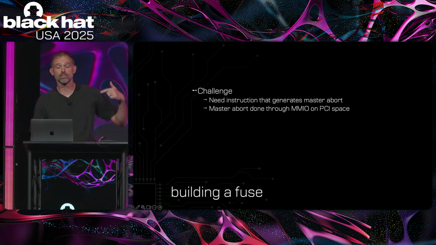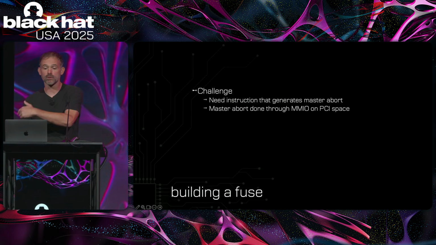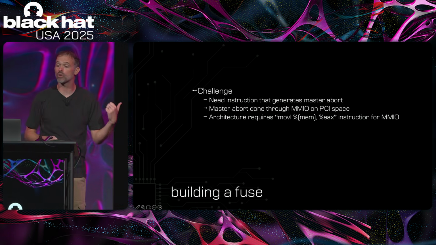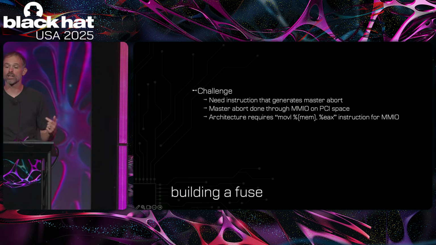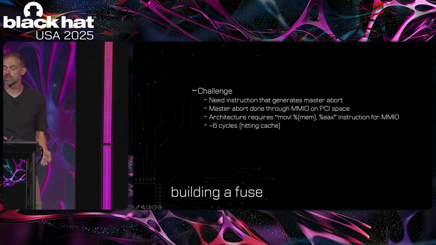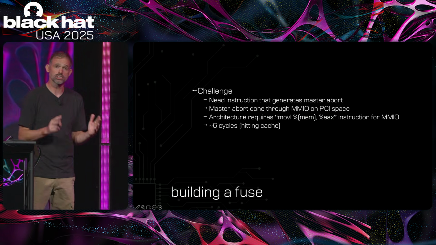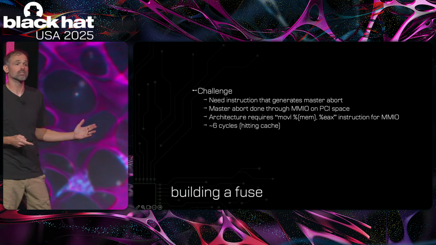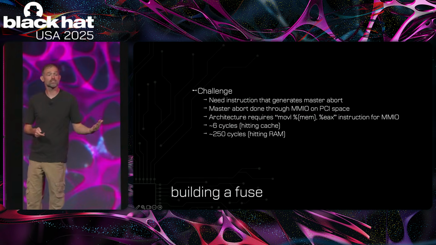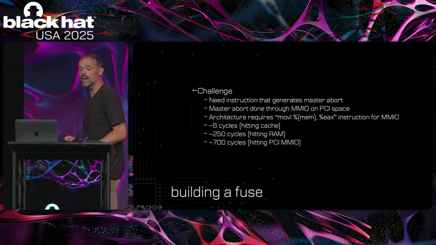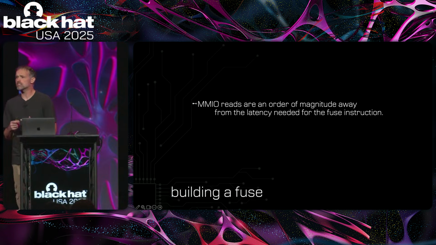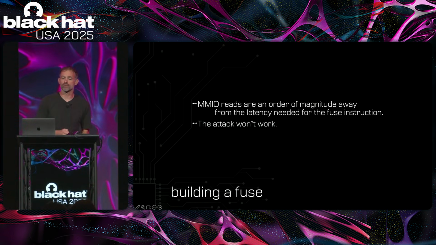But master aborts can only be generated through MMIO on the PCI space, and the architecture requires us to use this specific instruction for accessing MMIO. It has to be a move instruction into some specific register. So how long does that instruction take? It takes like 6 cycles if you hit the cache, or 250 cycles if you hit RAM, or 700 cycles if you're hitting PCI MMIO. But 700 cycles is still an order of magnitude away from how long we need that instruction to take for the fuse instruction. So it seems like the attack won't work.